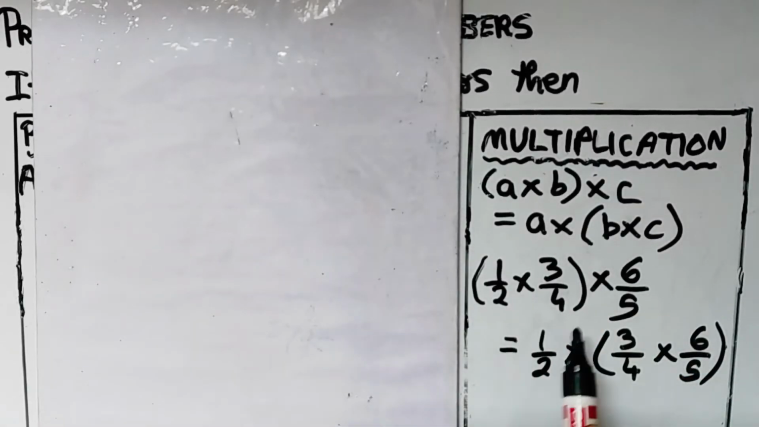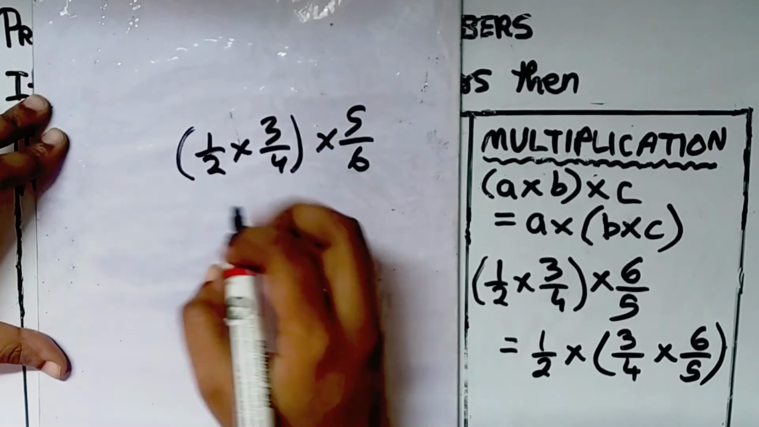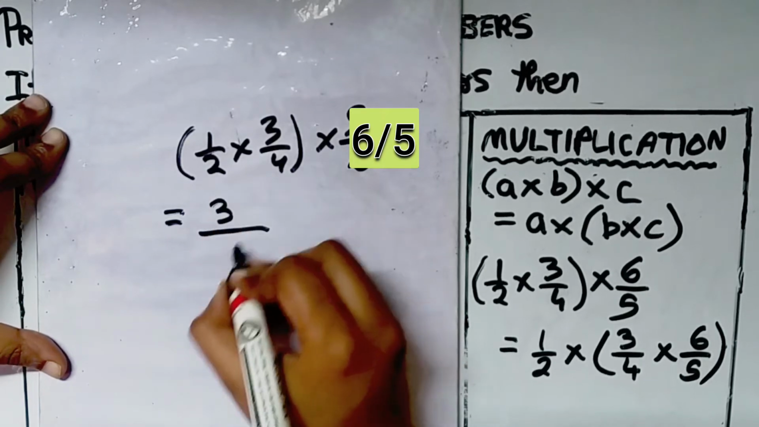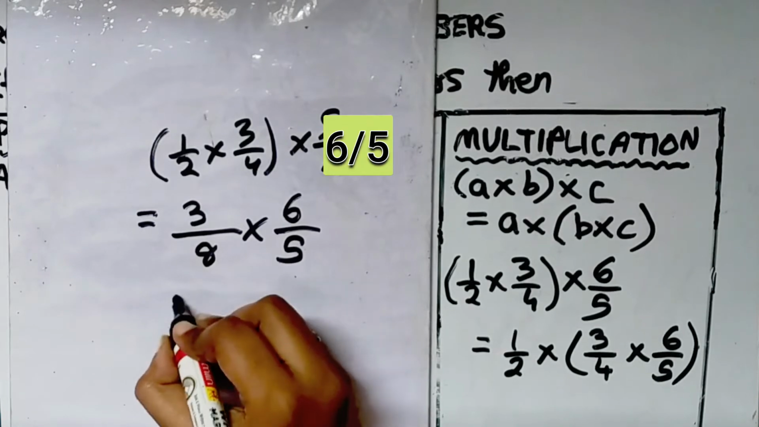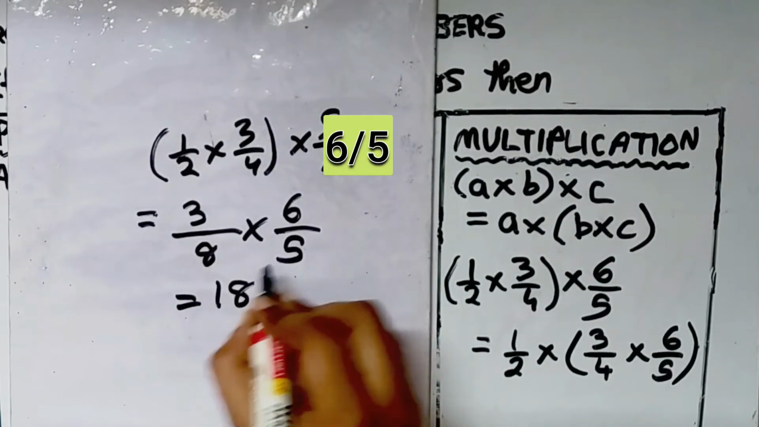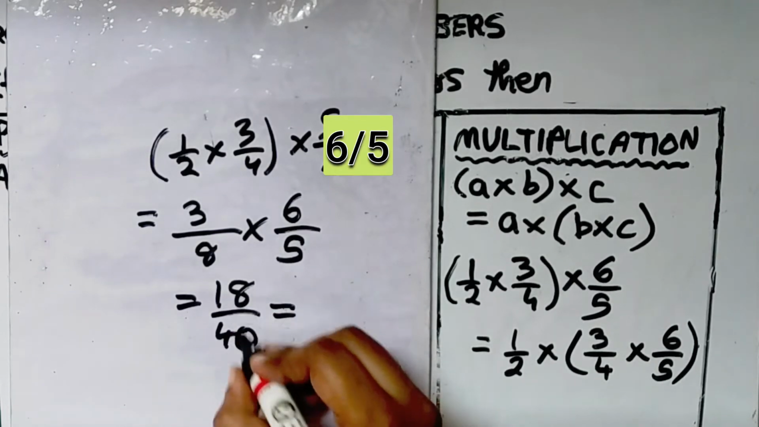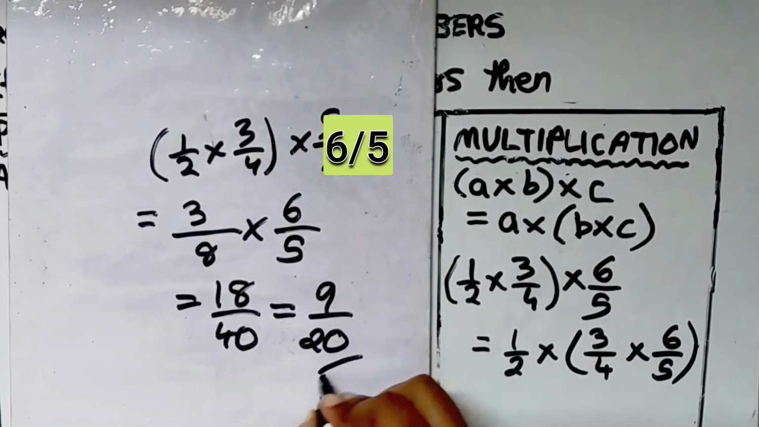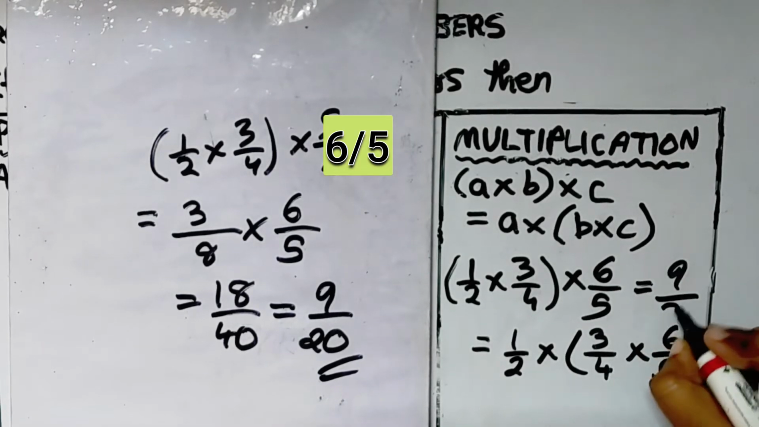For multiplication, we will take this example. Verify whether it is correct or not. First we will multiply these two rational numbers. So 1 into 3 will be 3, 2 into 4 will be 8, into 6 upon 5. So 3 6s are 18 upon 8 5s are 40. We can reduce it further. We can divide both by 2. So 9 upon 20. This is the answer. For this one, we are getting the answer as 9 upon 20.